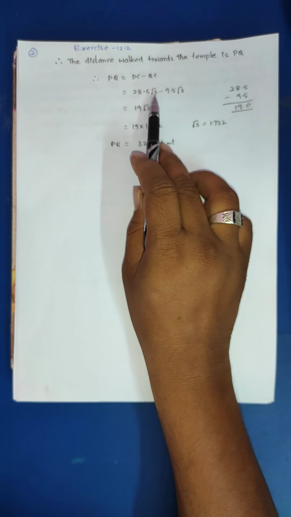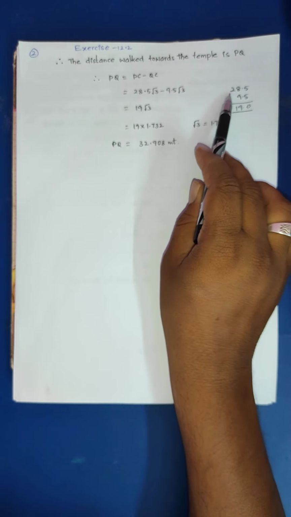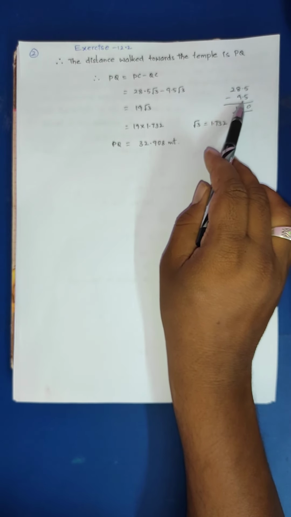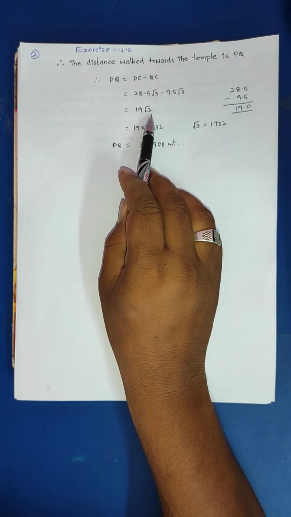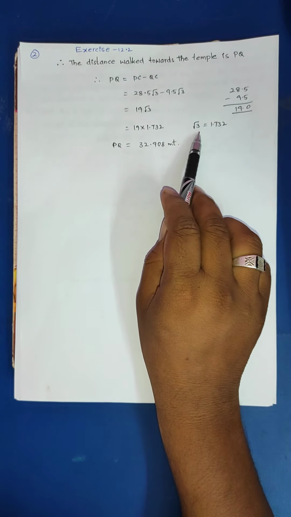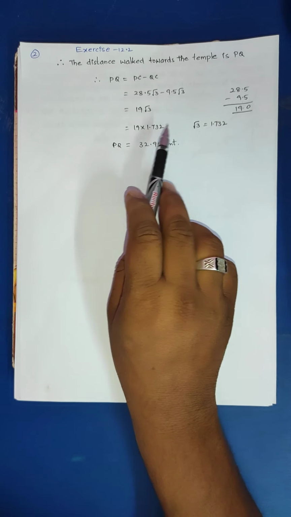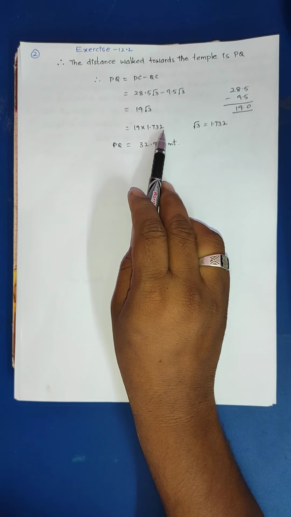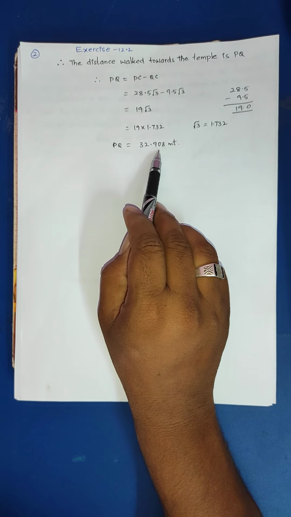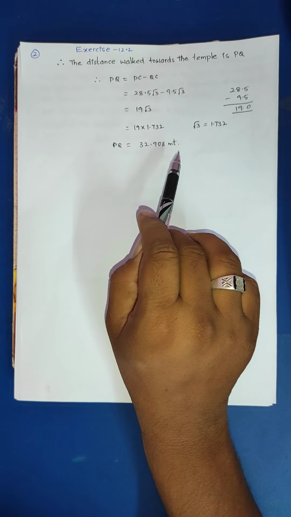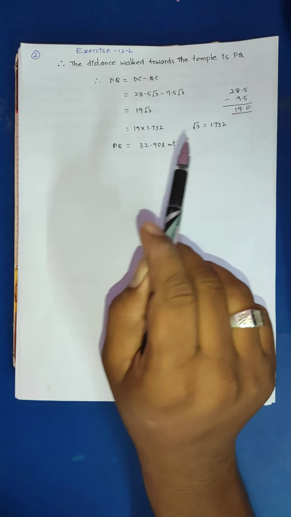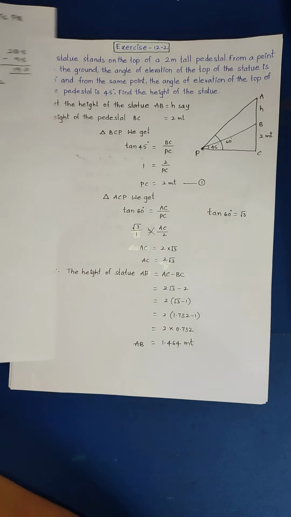These both are like terms, root 3. So 28.5 minus 9.5, we got a difference of 19. 19 root 3. Root 3 value is approximately 1.732. 19 into 1.732 is equal to 32.908 meters. This is the distance he walked towards the temple from the first point to the second point. Okay. Now the third problem.